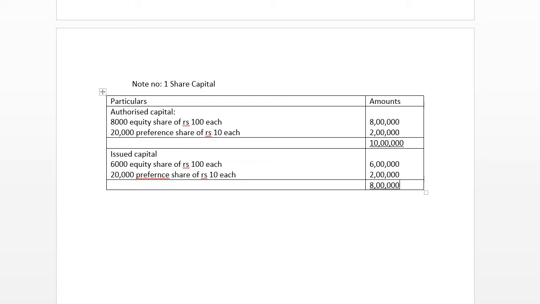Yes, once we have the issued capital, later we are going to have the subscribed capital. Subscribed capital, it is again a part of issued capital. Issued capital is again a part of authorized capital. Then subscribed capital and paid up capital.